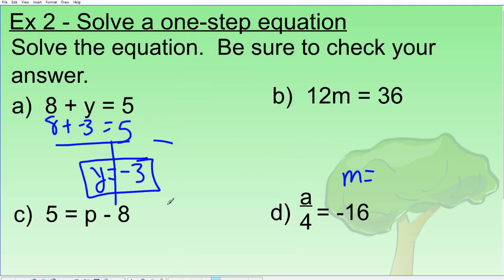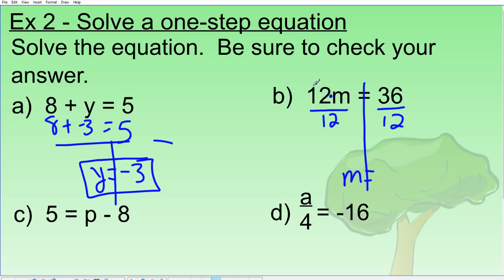Letter B. So here, my variable is being multiplied by 12. This is a multiplication. This is 12 times m. So the way you get rid of a multiply is by doing the opposite. What is the opposite of multiply? It's divide. So we're going to divide both sides by 12. I'm not dividing by 36. I don't care about him. This 12 is the one I want to get rid of.